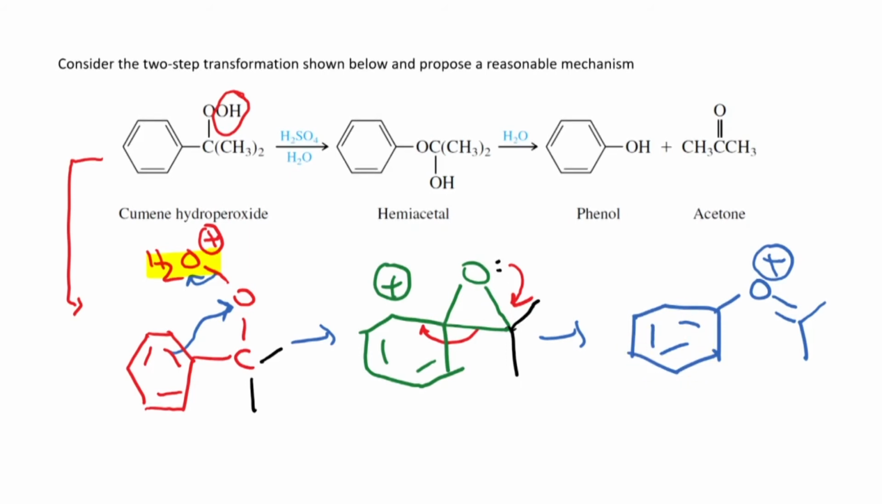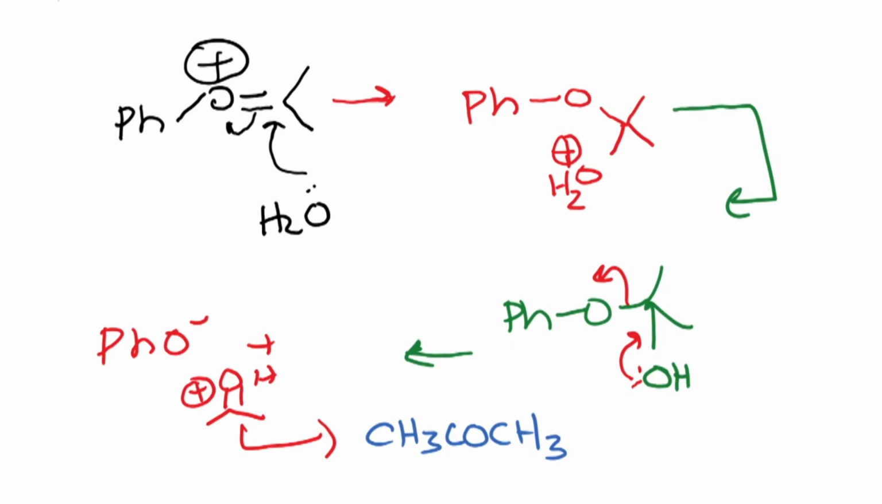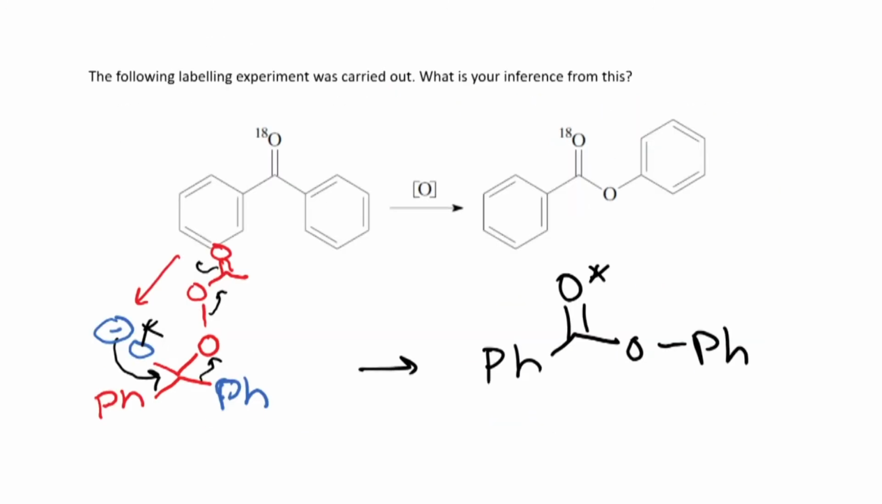And now this intermediate, which I've redrawn here, is susceptible to attack by water. It generates the hemiacetal as shown here, and subsequently further breakdown of the hemiacetal gives you the acetone and phenol. Moving on to the next problem.